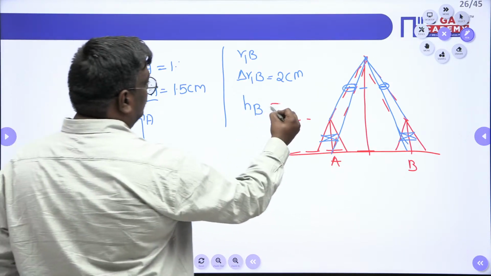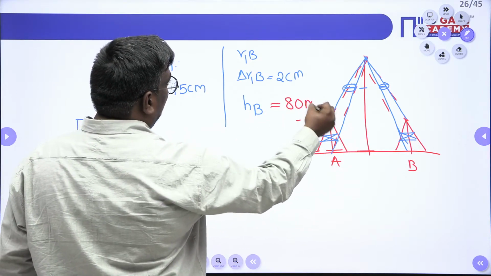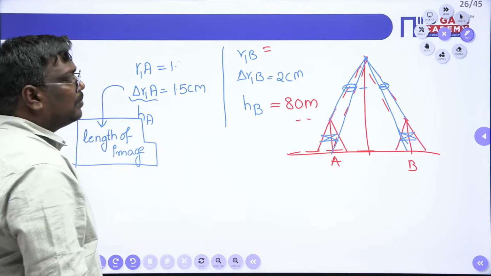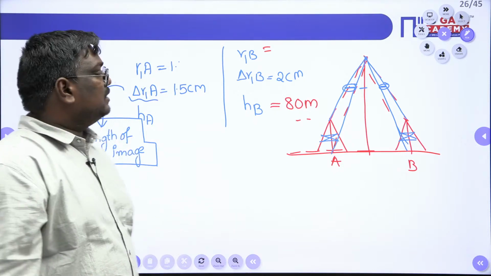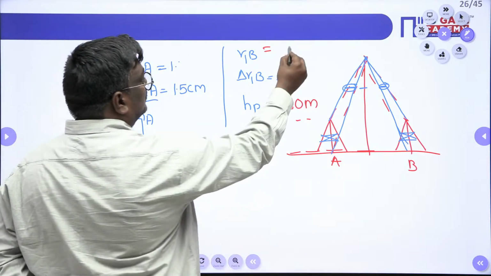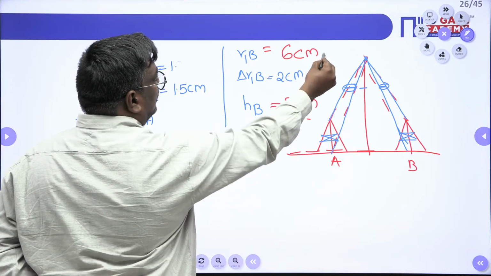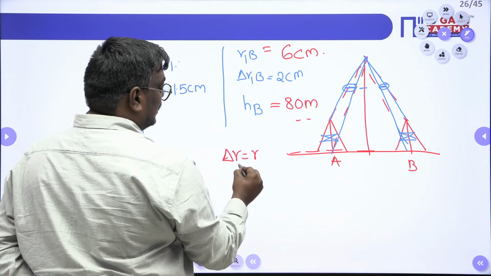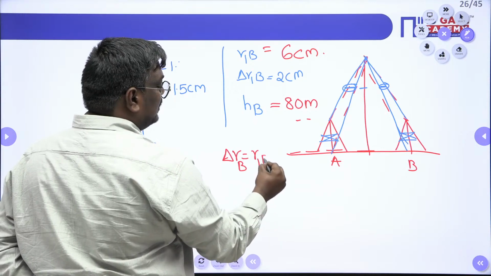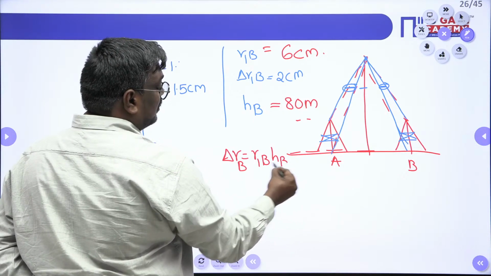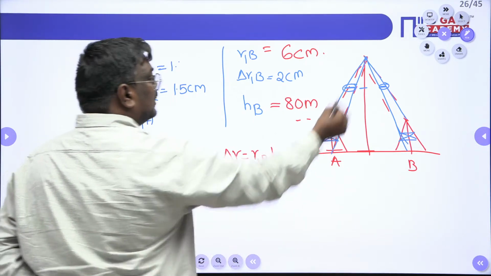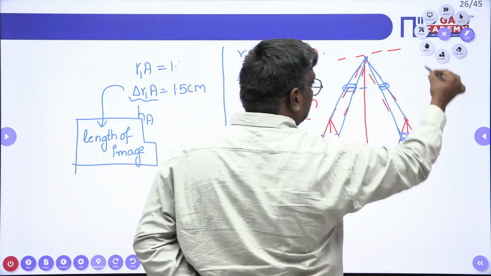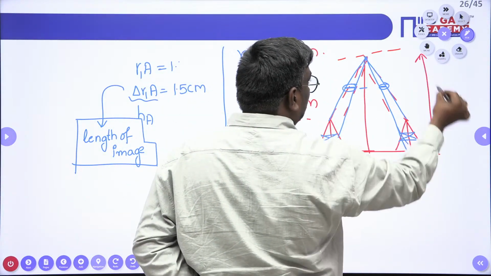The height of tower B is 80 meters, and R1 is the distance to the top of the object, that is 6 centimeters. Now you know that relief displacement can be written as delta R_B equals R1_B into the height of the tower upon the flying height. In both cases, the flying height is the same.